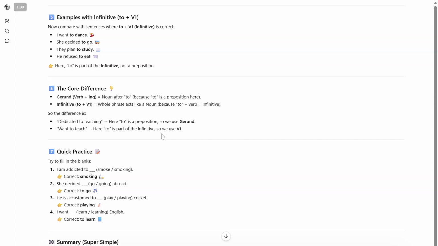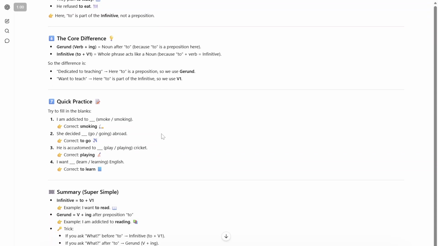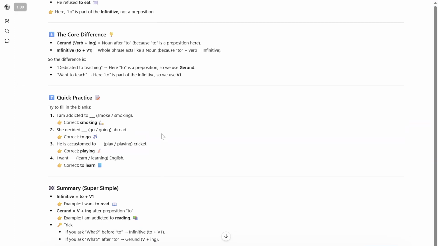Try to fill in the blanks. 1. I am addicted to smoking. Correct, smoking. 2. She decided, going abroad. Correct, to go. 3. He is accustomed to playing cricket. Correct, playing. 4. I want learning English. Correct, to learn.